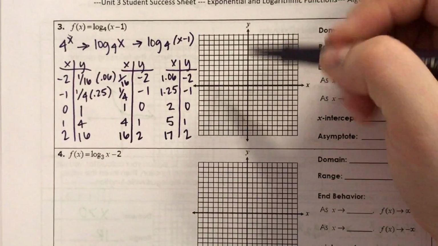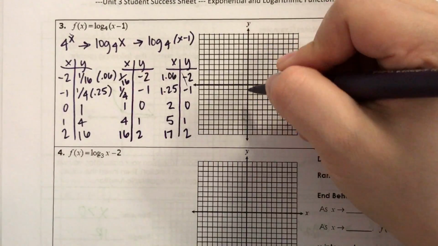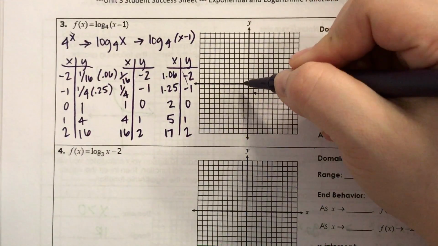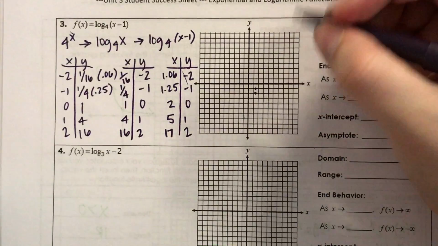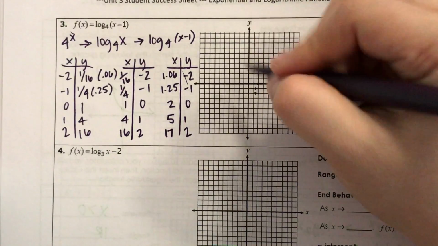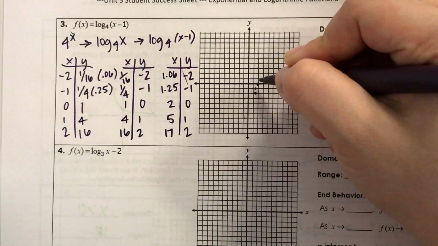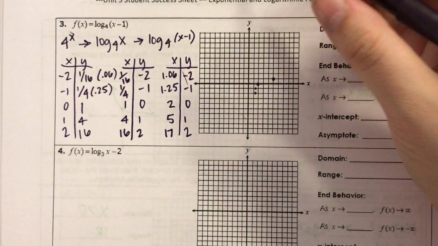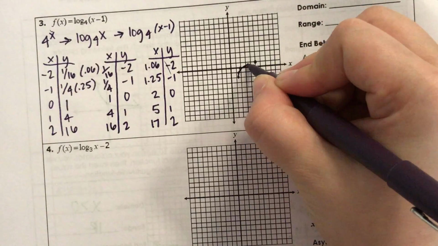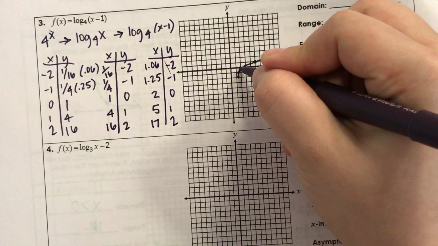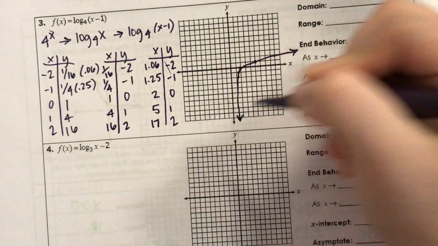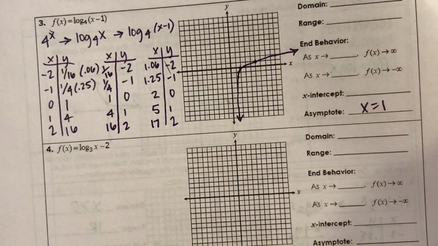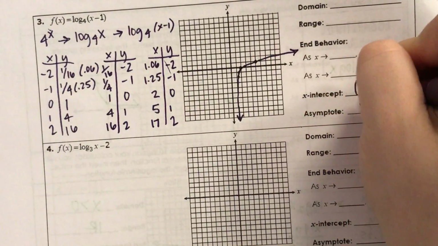Okay. So now I just plot these points here. So 1.06, -2, 1.25, -1, 2, 0, 5, 1, and then 17, 2 is not even on here. So it's going to look like this. And I'm approaching 1. My asymptote is x equals 1, in fact. Okay. And my x-intercept is 2, 0.